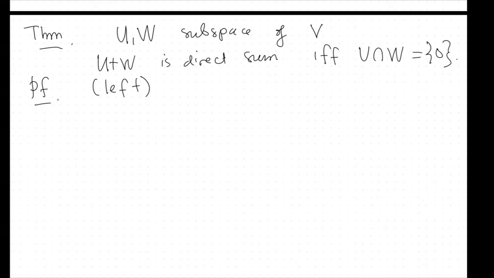The result above deals only with two subspaces. But when you ask about possible direct sum of more than two subspaces, it's not enough to test that each pair of subspaces intersect only at zero.